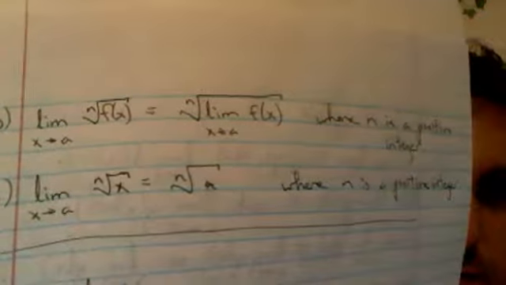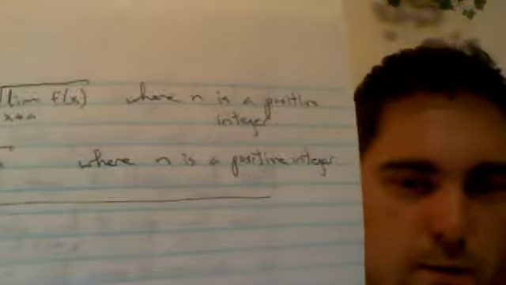The limit of the nth root, get it so you can see it. There we go. The limit of the nth root of f of x equals the nth root of the limit of f of x, where n is a positive integer, and the limit as x approaches a of the nth root of x equals the nth root of a, where n is again a positive integer. So I've got just a couple of example problems here.